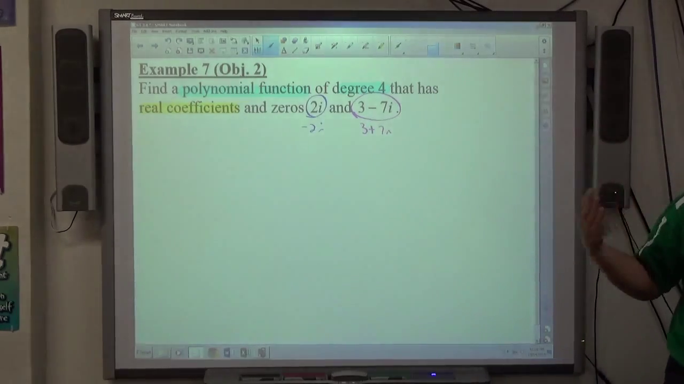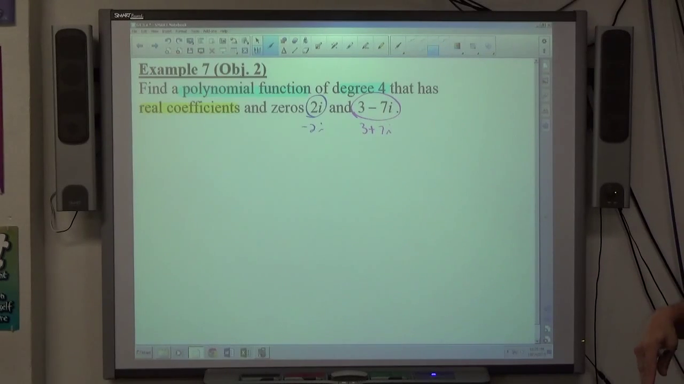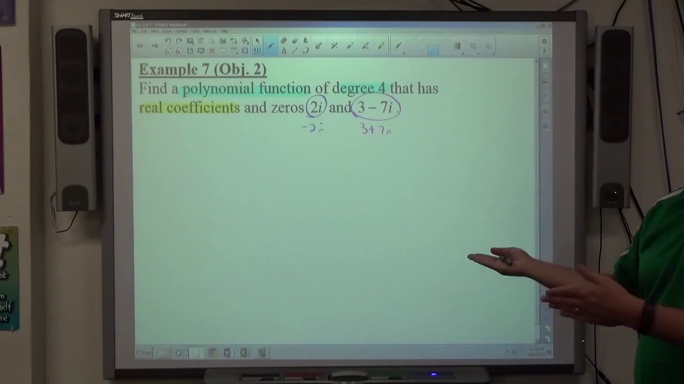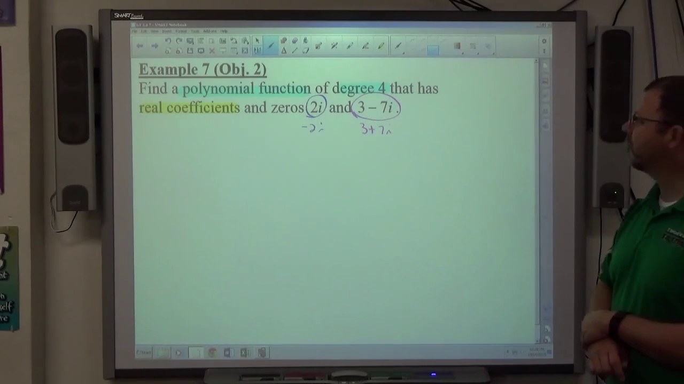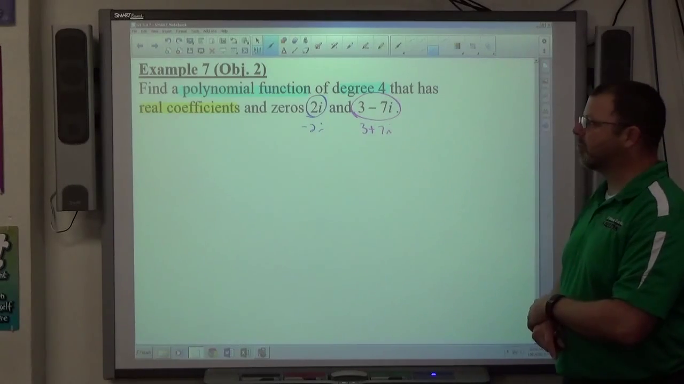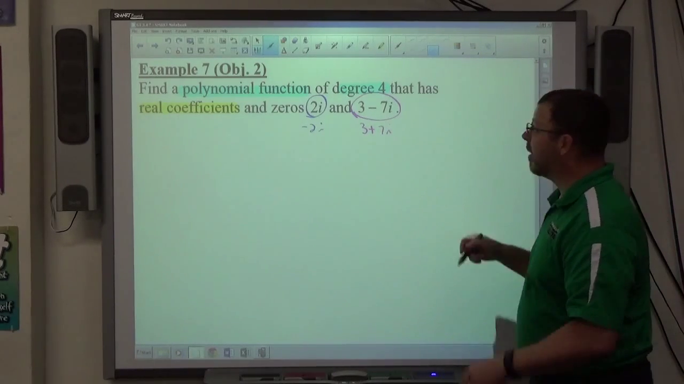Okay. So every answer you're going to get in this lesson is going to be real. It's going to have real coefficients. So if you have complex numbers, you expect the complex conjugate also to be a solution. So there's 4 zeros, so we're ready to go. The zeros are all imaginary.